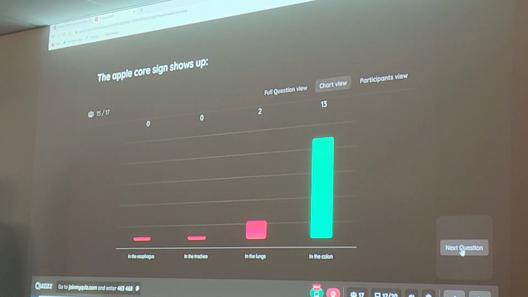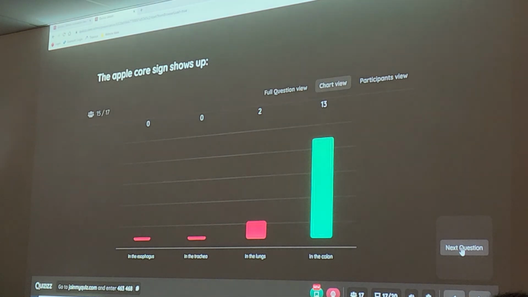Let's see how we did. Very good. It does show up in the colon. See, so this is something that shows up in that colorectal region.